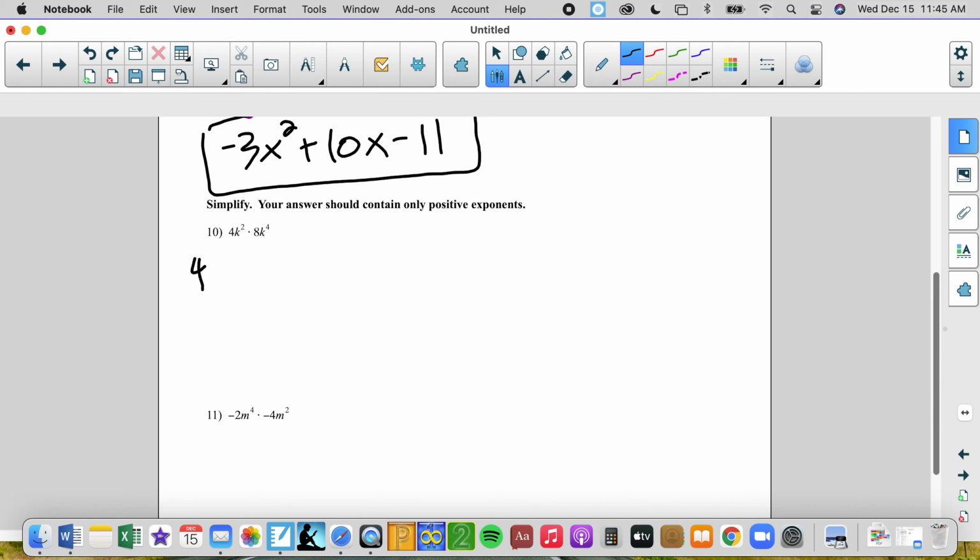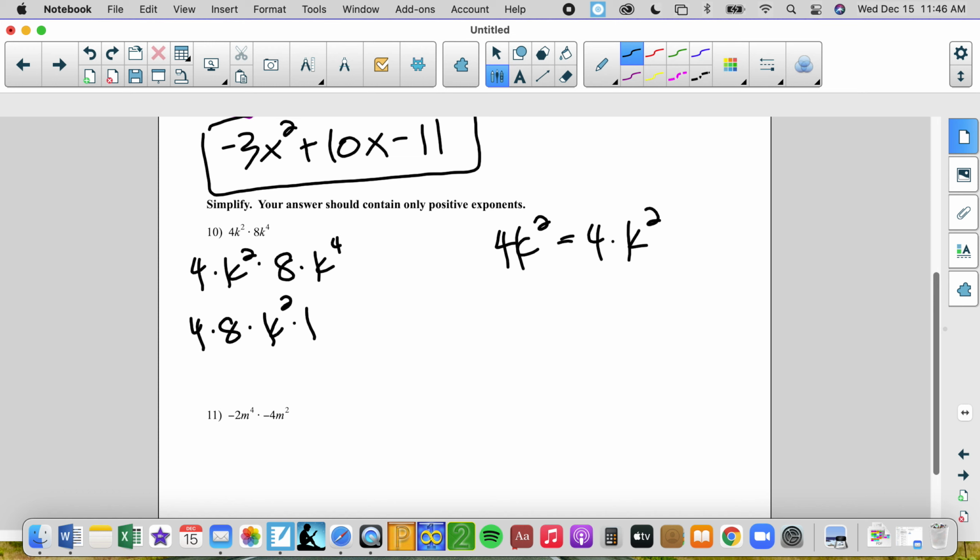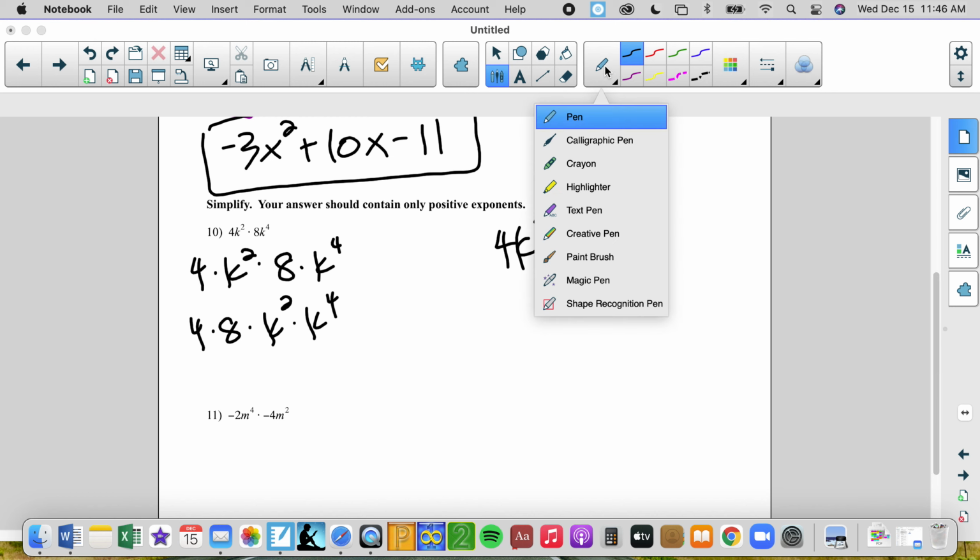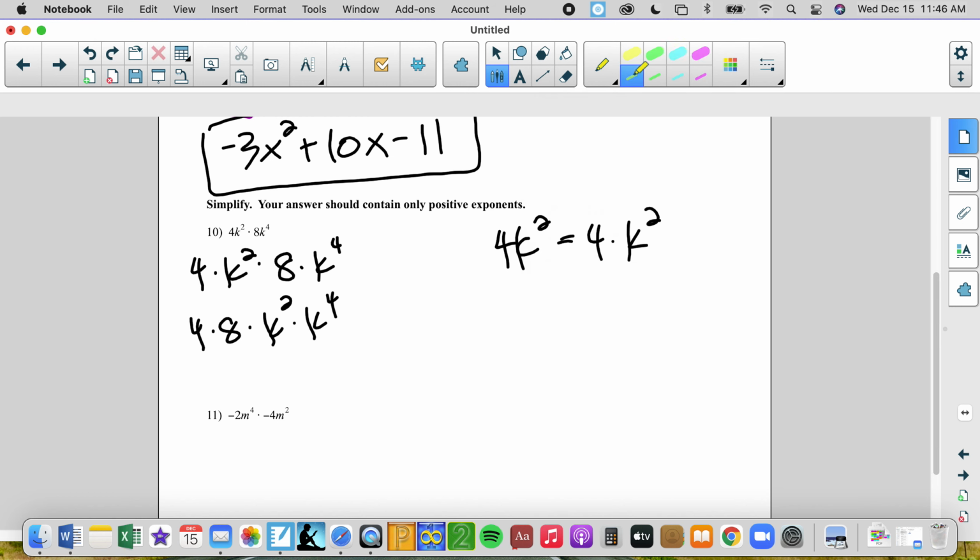And how I like to do it is you break each piece up, because 4k squared is 4 times k squared. So we're just rewriting it, and I just want to put my constants next to each other, and I want to put my like variables next to each other. So when we multiply like terms, what we're doing is we're multiplying the coefficients times the coefficients. The coefficient times the coefficient. So that's why we have this, 4 times 8.